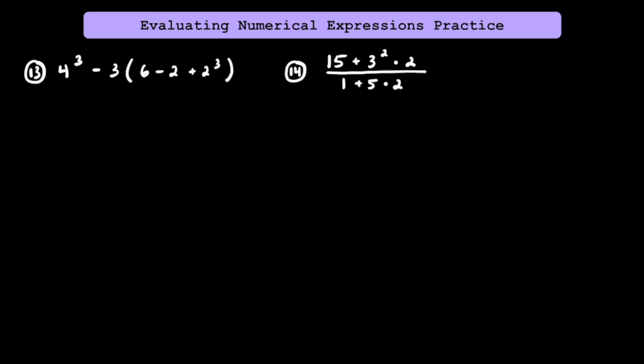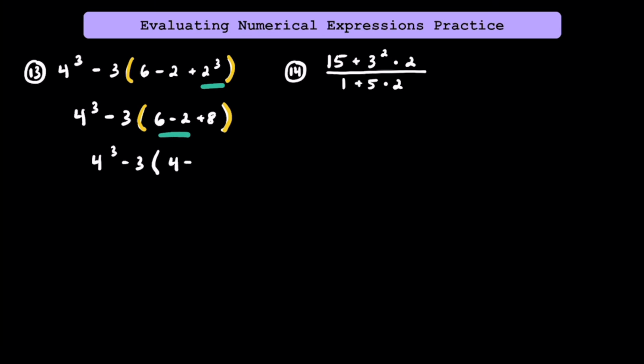Taking a look at number 13, we should start with the parentheses here. Within it, we should start with this 2 cubed. 2 cubed, or 2 to the third power, is equal to 8, so we'll write 4 to the third power, or 4 cubed, minus 3 times the quantity of 6 minus 2 plus 8. Sticking inside the parentheses with a grouping symbol here, we're then going to subtract 6 minus 2. That'll be 4, so we'll write 4 cubed minus 3 times the quantity of 4 plus 8. And staying inside the grouping symbol one more time, we're going to add 4 plus 8. That'll equal 12, so we'll have 4 cubed minus 3 times 12.